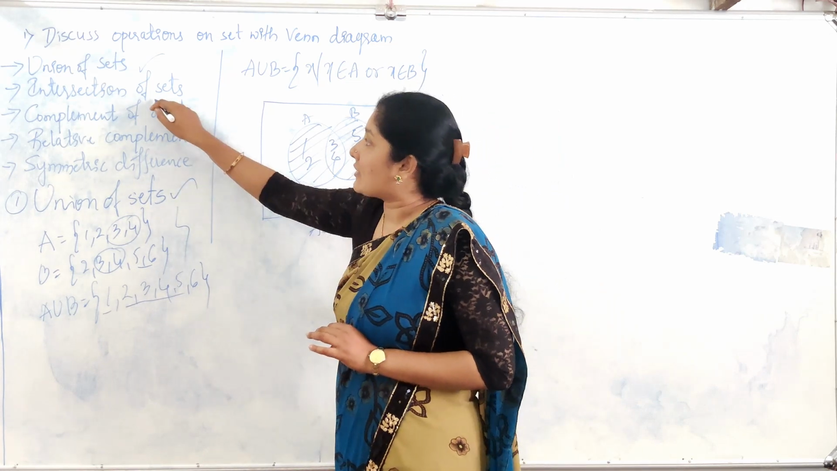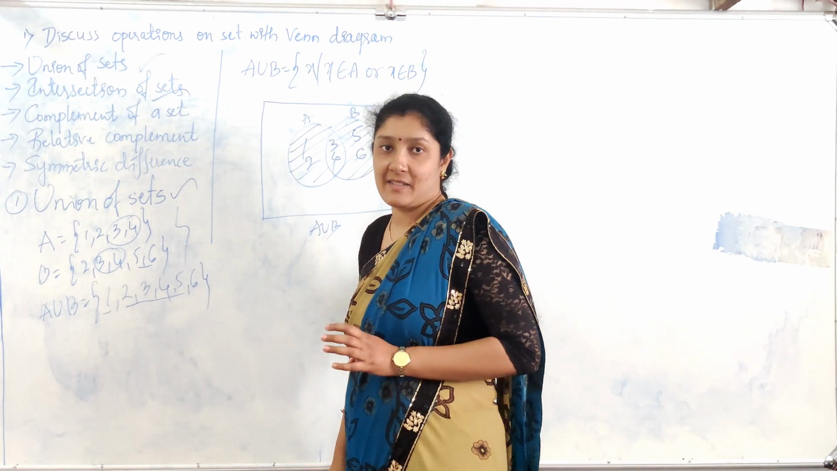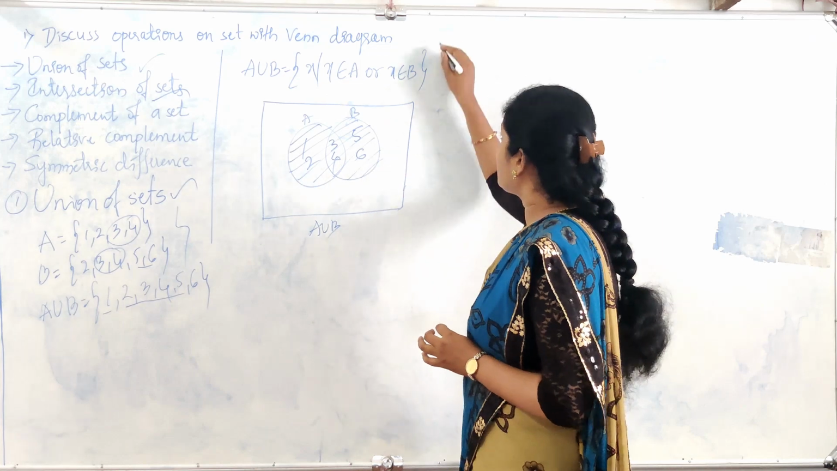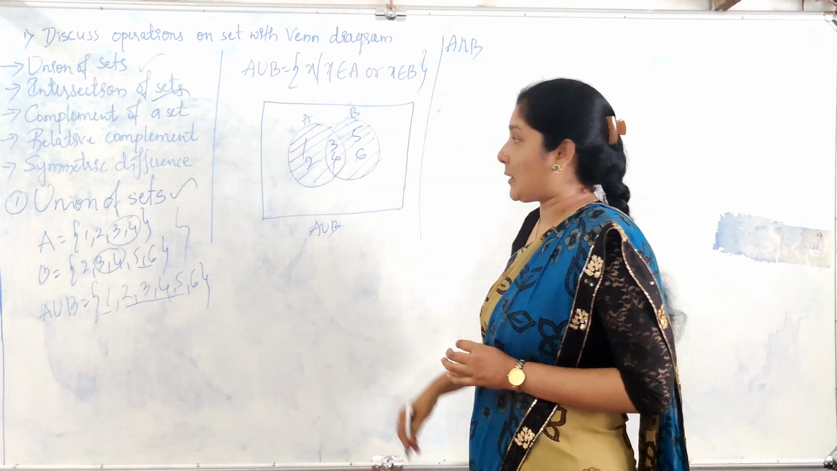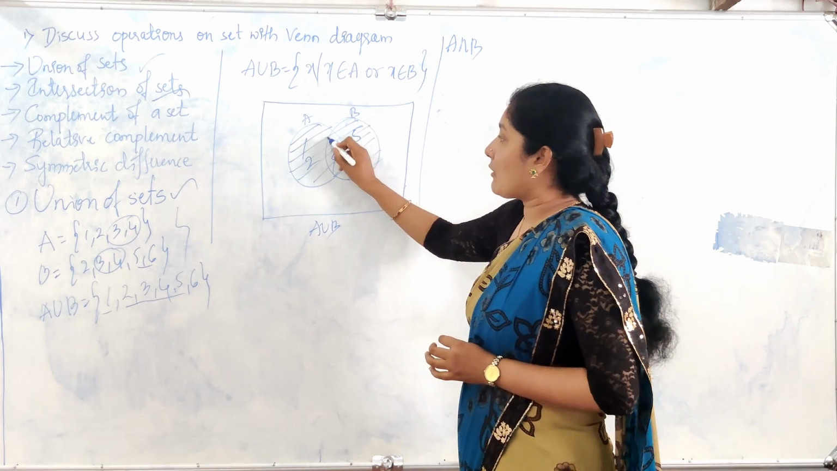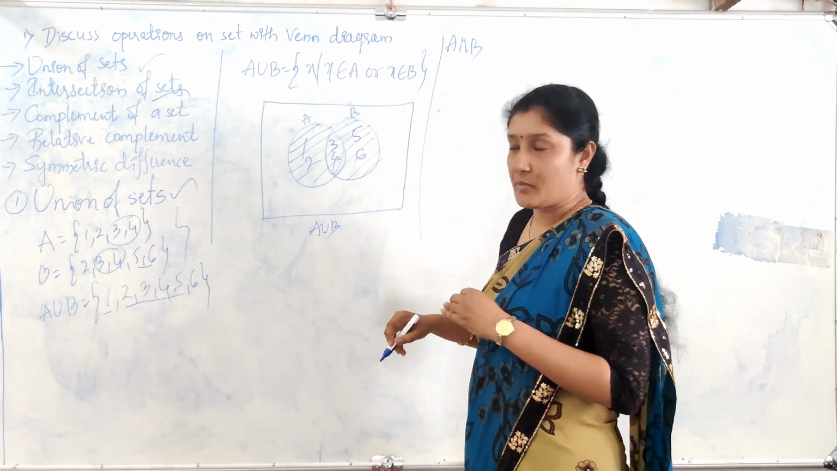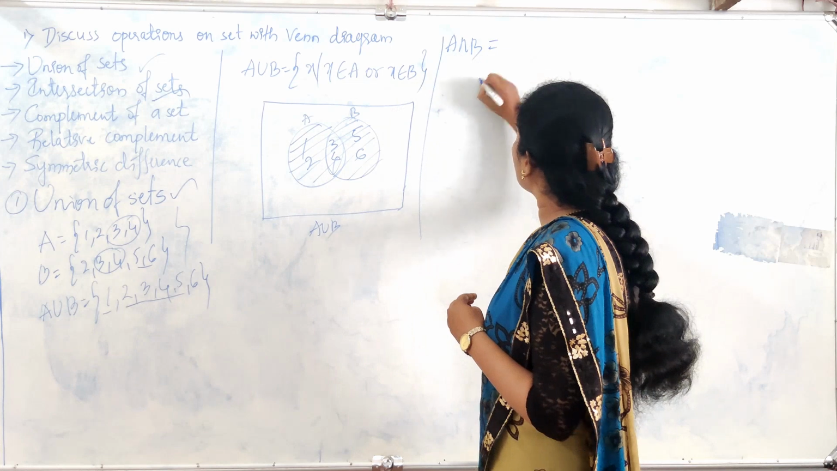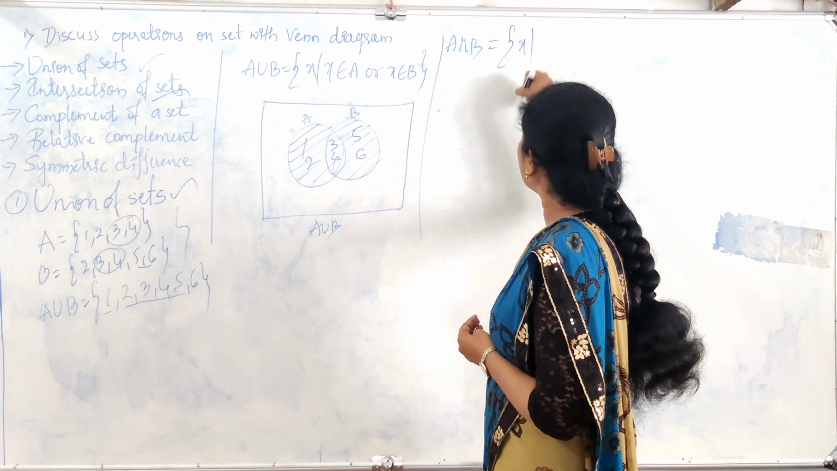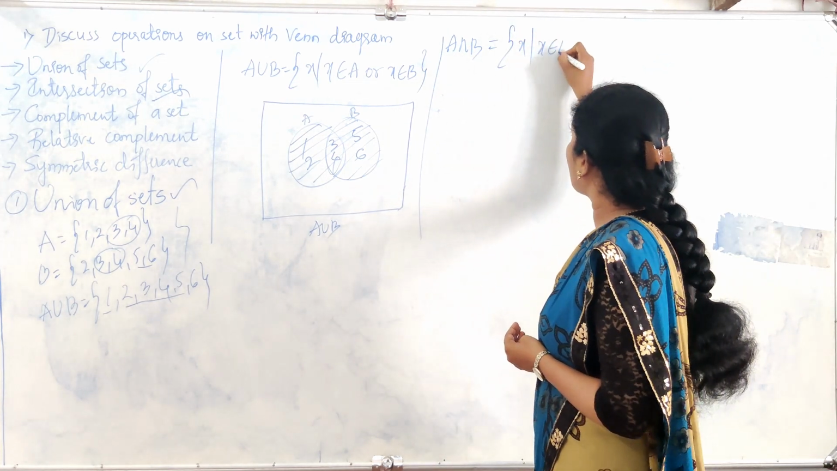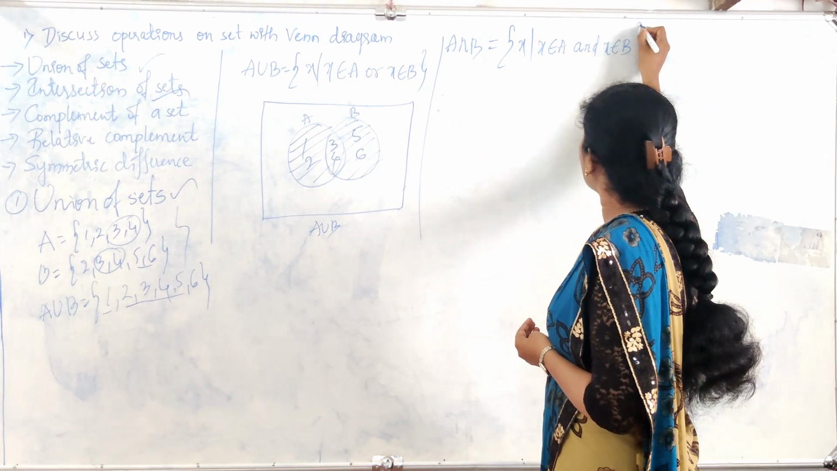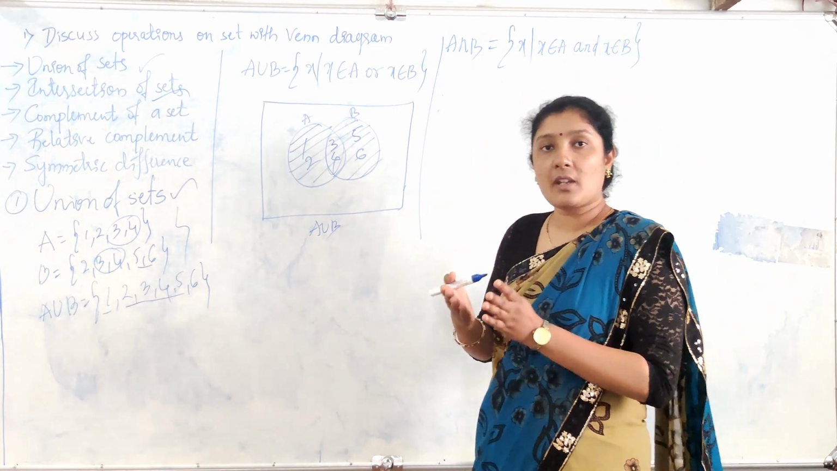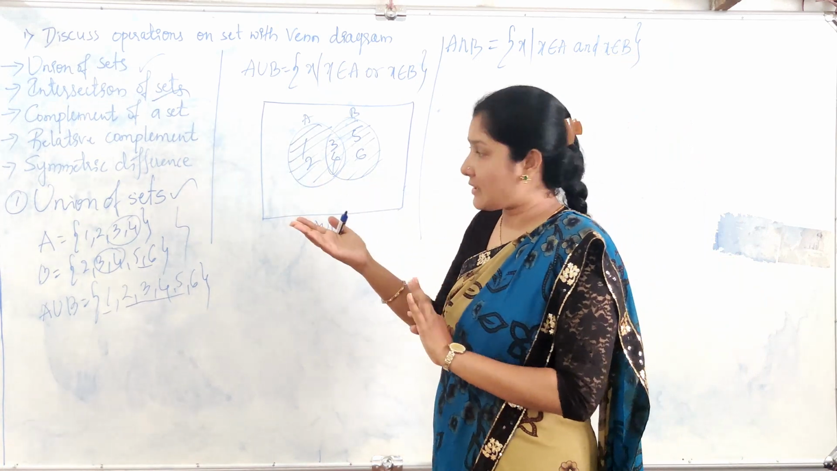Okay. Next, intersection of sets. So intersection means that will be like this, A intersection B. So here we need to take only the common objects. So that is equal to x such that x belongs to A and x belongs to B. Means the element should be common in both the sets.